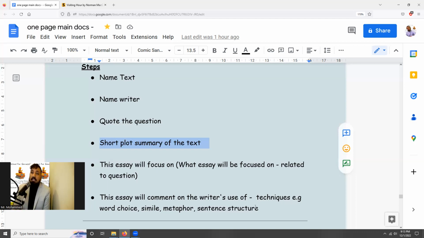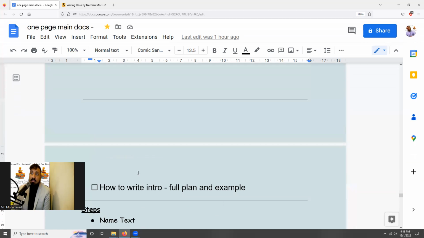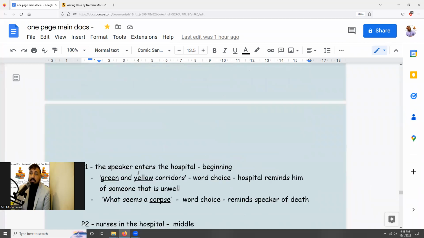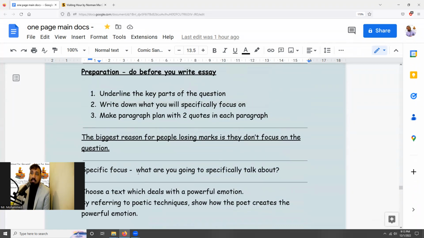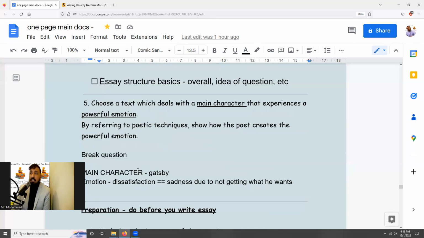Okay, now the next thing is you're going to say, this essay will focus on, and that is a starter sentence that you can use anytime you write an essay. So now you say this essay will focus on, and now you just give the specific focus. So remember in the last lesson we talked about how before you even write your essay, you lay out what the specific focus is going to be, basically taking what the question says, like main character, powerful emotion, and then flipping that into something specific related to the text.